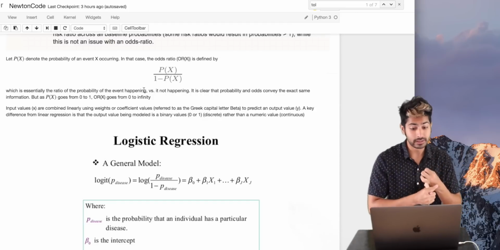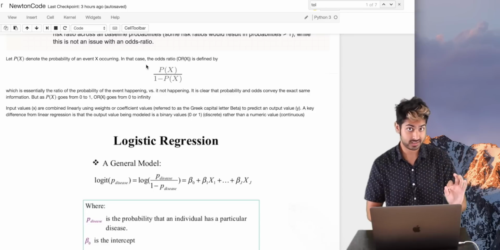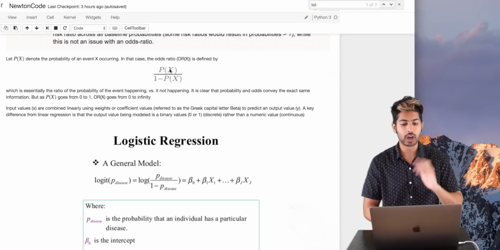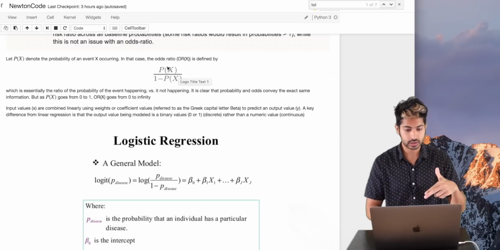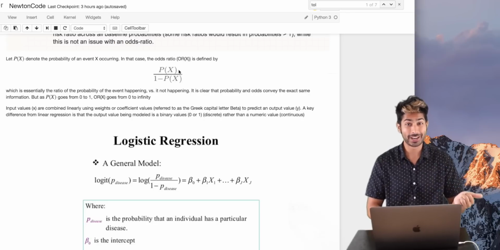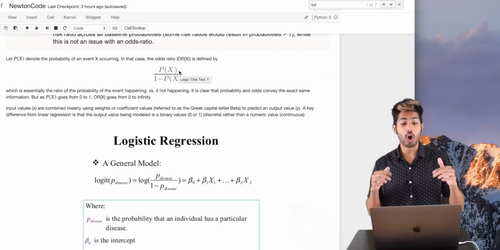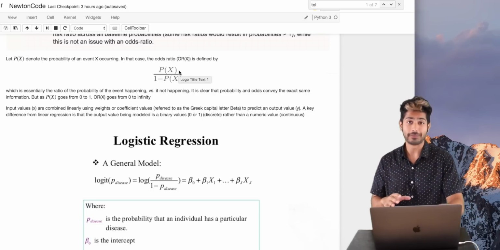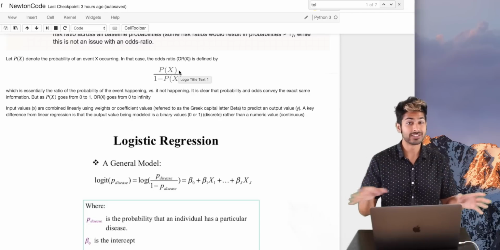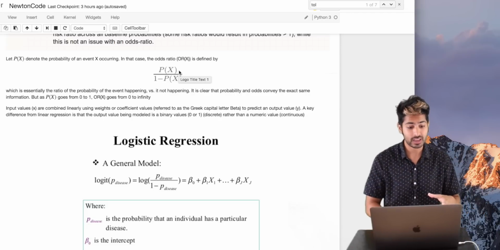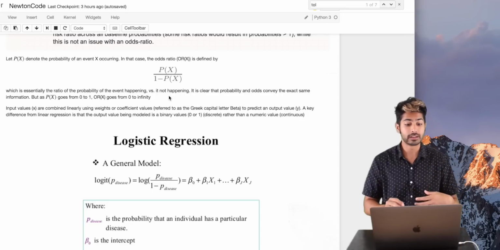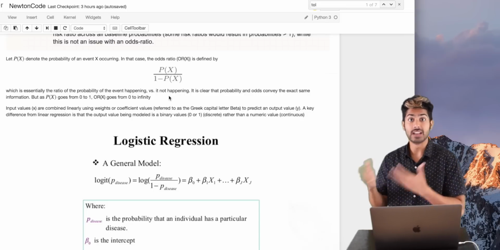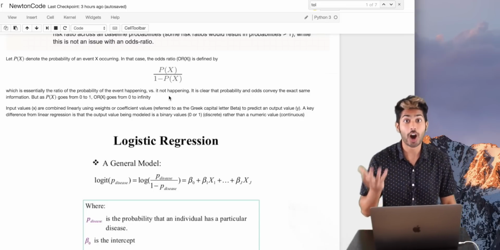So we could use the probability, or we could use the odds. And the difference between the probability and the odds is that the odds is this expression right here, which is the probability of x over 1 minus the probability of x. So note that probability of x and the odds of x essentially denote the same thing, which is the ratio of the probability of the event happening versus it not happening. So why do we use the odds?